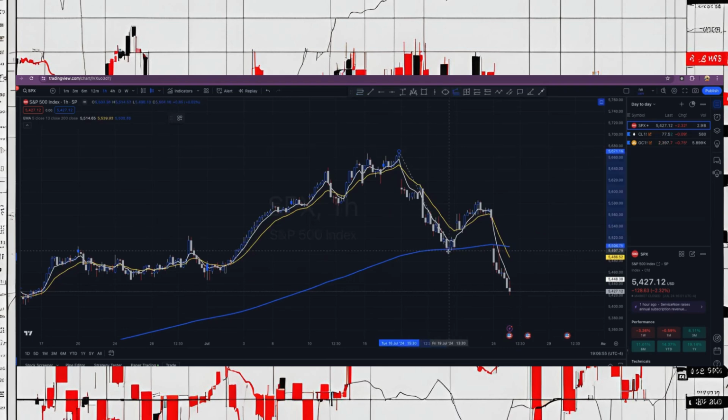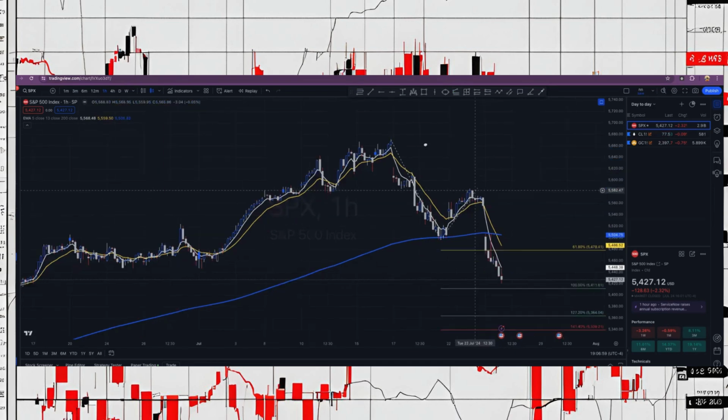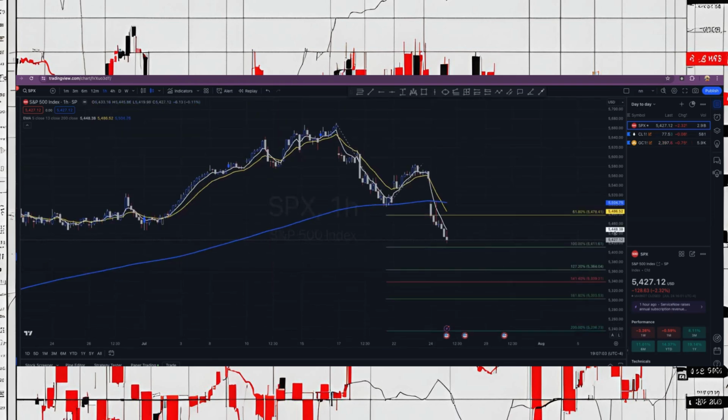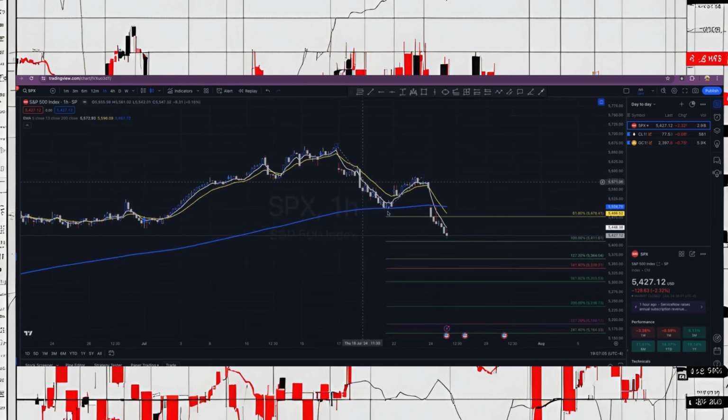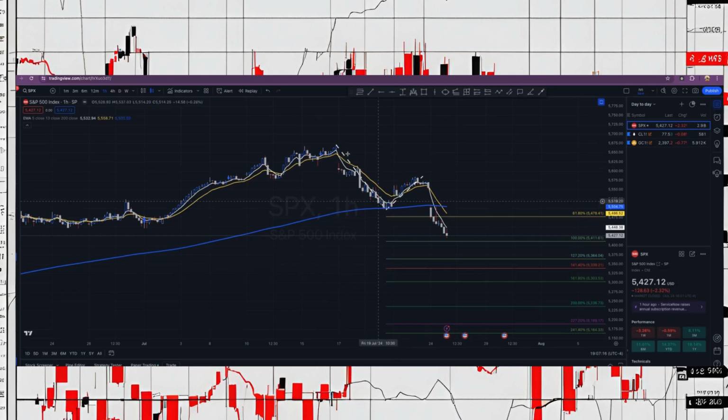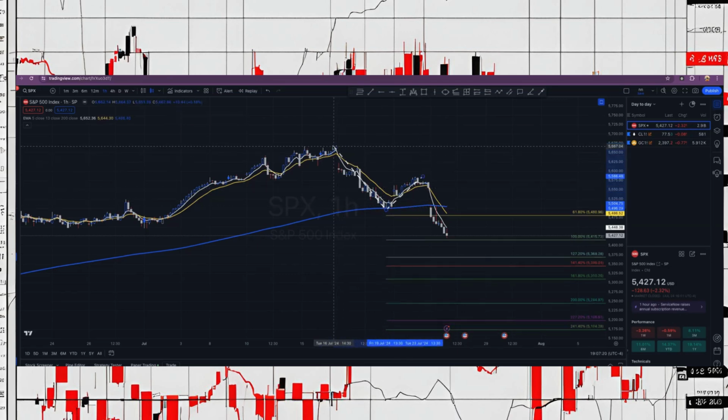So we got the fib extension from here. This your SPX 1 hour. Boom. If you would have drawn it off that time frame from this swing here, right? Let me exaggerate that line real quick. Can you see it? It's clear to you? All right, cool. So from here to here, and this is all you're gonna do, right?